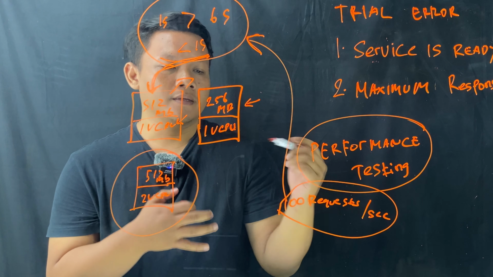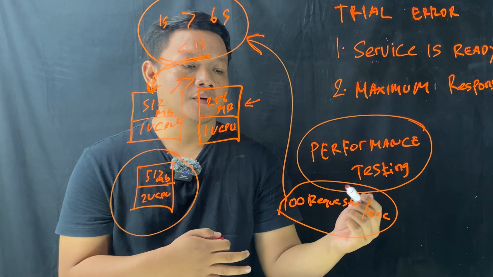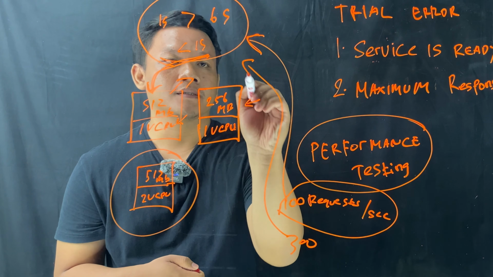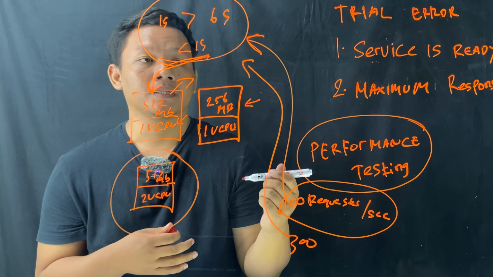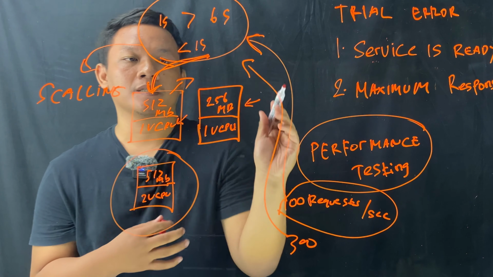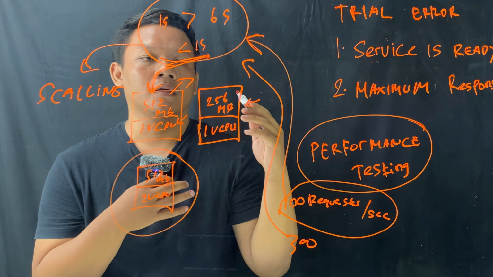But yes, of course, if you get more than 100 requests per second, let's say 300, this will affect the latency. And in this specific case, it will come into what we call the scaling part. Let me explain about the scaling part in a few moments.